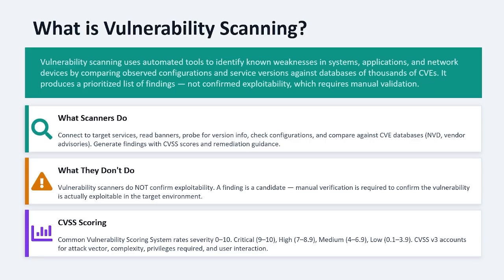What these systems do is they connect to those target services, read banners, probe for version information, and check configurations. They compare it against the CVE database, so NVD and vendor advisories, and they'll generate findings with the CVSS score, which is a score between 1 and 10. They don't confirm the exploitability. All they do is identify those potential vulnerabilities. And so a finding is a candidate for an exploit, but it's not necessarily confirmed to be one.